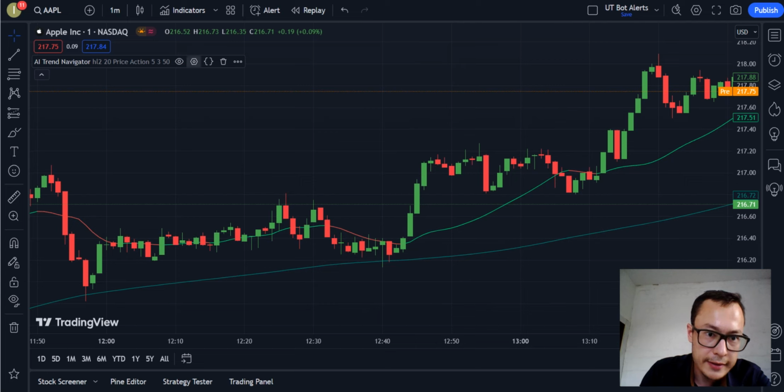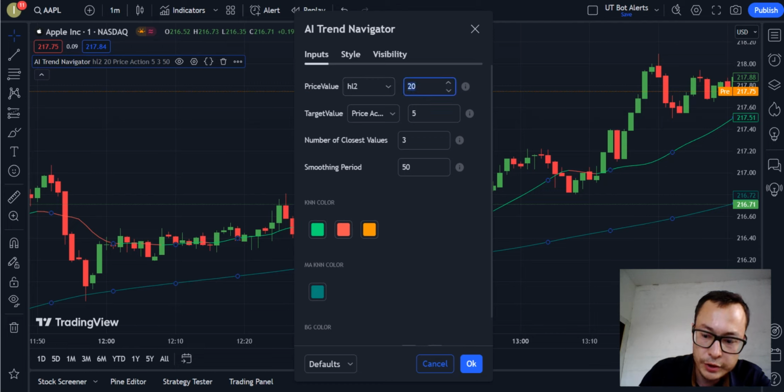And the settings that we will choose, so we'll click on settings over here, and it was initially on 5, the price value, but I changed it to 20. So we'll change it to 20 here, and the rest of the settings parameters we can leave as they are, and so we'll click on OK.